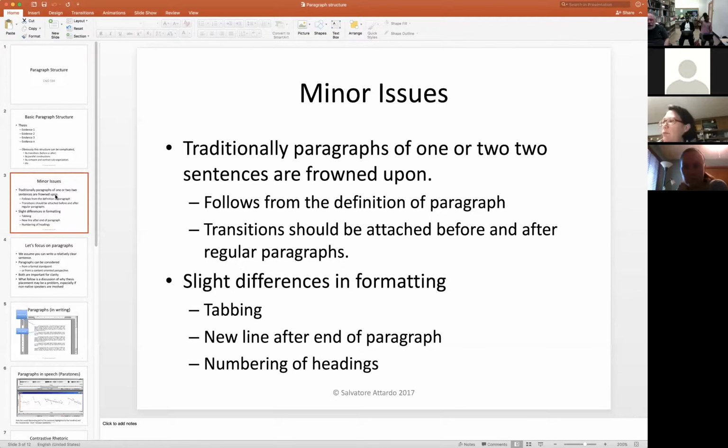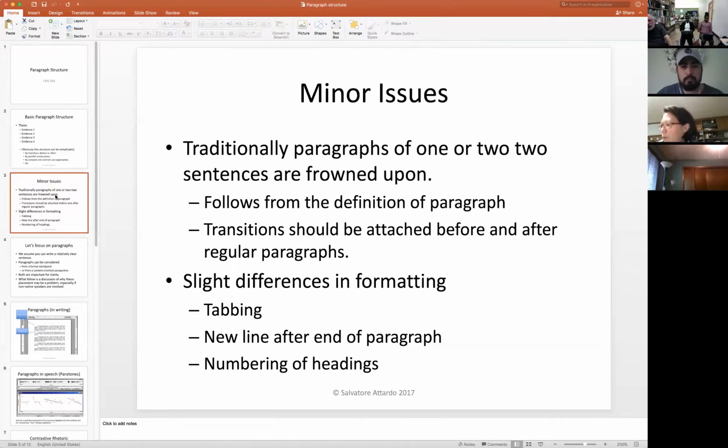style, etiquette, whatever you want to call it, usage is the technical term, wants that you never have a one-sentence paragraph or a two-sentence paragraph, okay? So if you find yourself with that, add another sentence, okay? Or combine two paragraphs into one, okay? It's always possible to do that. Also, your transitions should never be by themselves, right? So you should always have your transition either attached at the end of the previous paragraph or attached at the beginning of the following paragraph, okay? They just cannot be on their own.